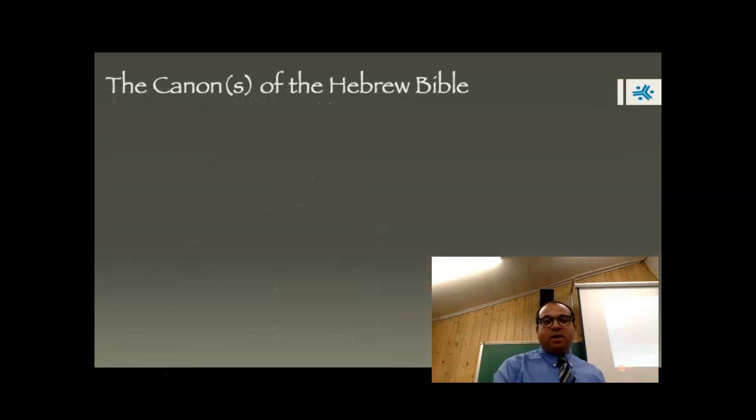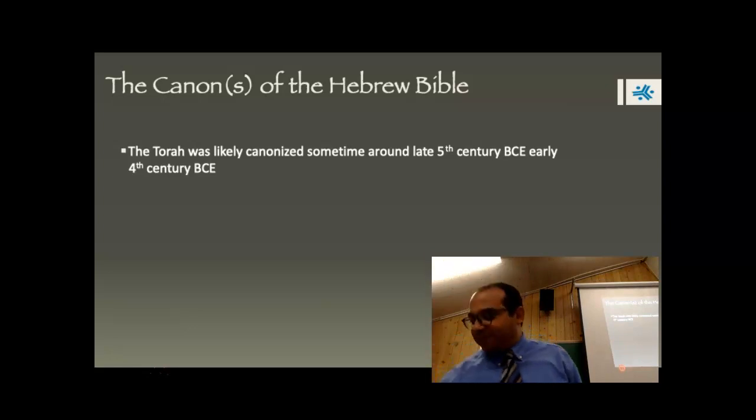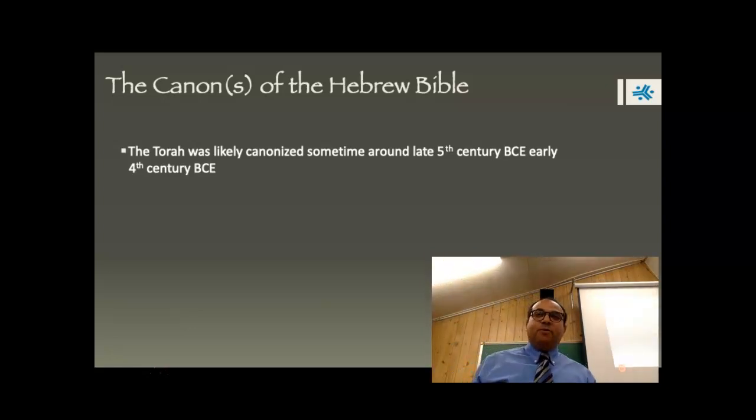So this is the text. Now the canons, I will send your way, and it is also posted on Moodle, a table. Andrew, would you pass it, please? Thank you. A table of the different canons of the Hebrew Bible, of the Old Testament. On the left, you have the Jewish canon. Next to it is the Protestant canon, and then the Catholic canon, and then the Orthodox canon.